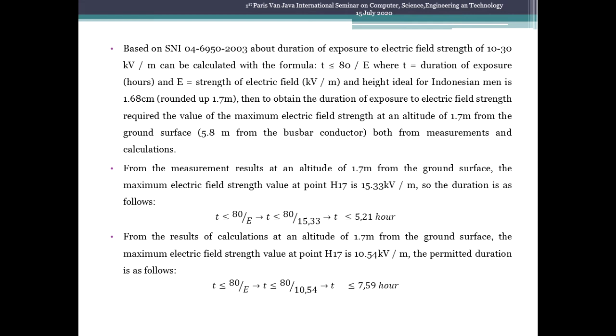Based on SNI 04-6950-2003 about the duration of exposure to an electric field strength of 10 to 30 kV per meter, it can be calculated with the formula T less than 10 per A, where A is the electric field strength. So we can calculate the duration of exposure in hours.